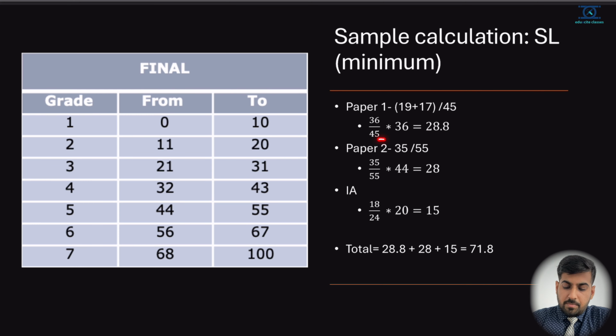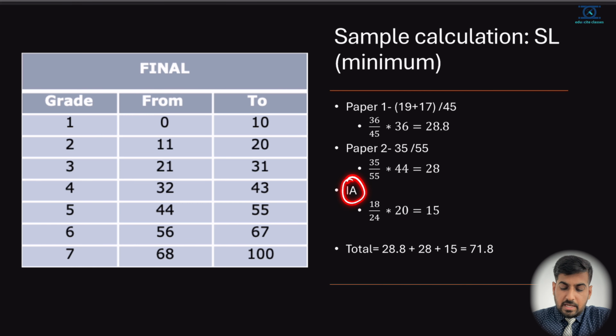Okay, similarly in paper 2, that is the structured, theory based questions, you can see the specimen paper. I have solved the specimen paper for the new syllabus. You can see my videos, the link is there in the description. So paper 2 is out of 55. So if you got 35, like if you have a margin of 20 marks guys, so minimum if you got 35, and that is the weightage of 44%. So 35 divided by 55 times 44, you will get 28 out of 100.